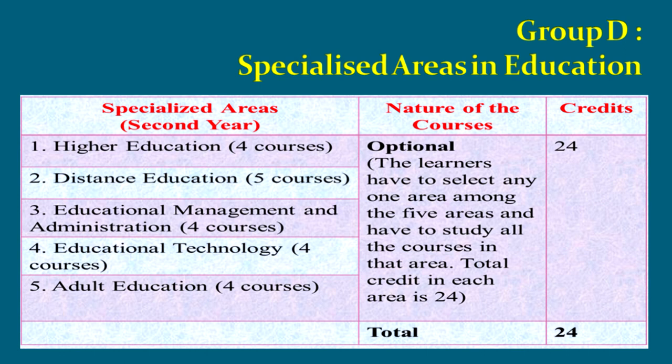And if you include the credits in each area, you will find the total number of credits is 24. So accordingly, in the second year, you have to study 24 credits from one selected area among the 5 different areas for your program. Along with one specialized area, you have to do a dissertation. That is 10 credits. So 24 and 10, that is 34 credits. You have to study 34 credits in the second year.